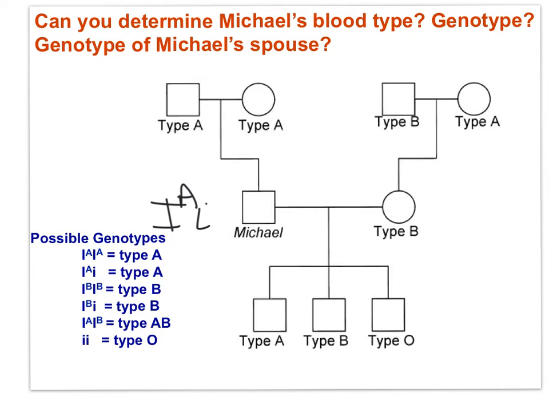Michael's spouse must have the genotype B-O because Michael's spouse passes an O allele to the O son. The O son is homozygous O, receiving an allele from both Michael and Michael's spouse.